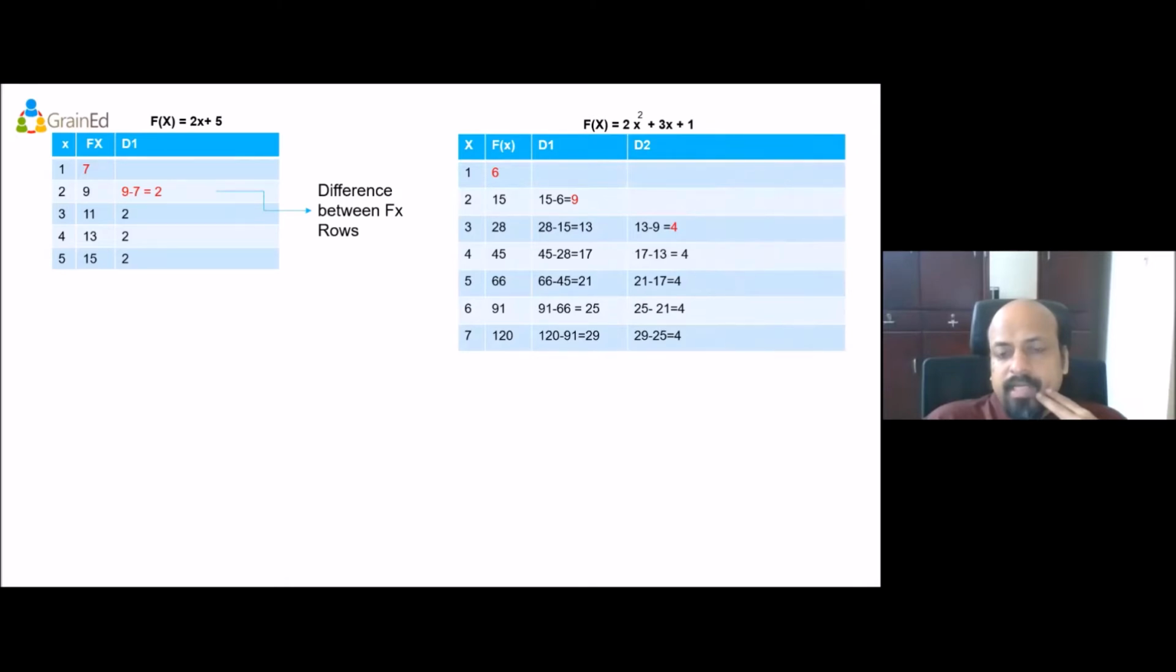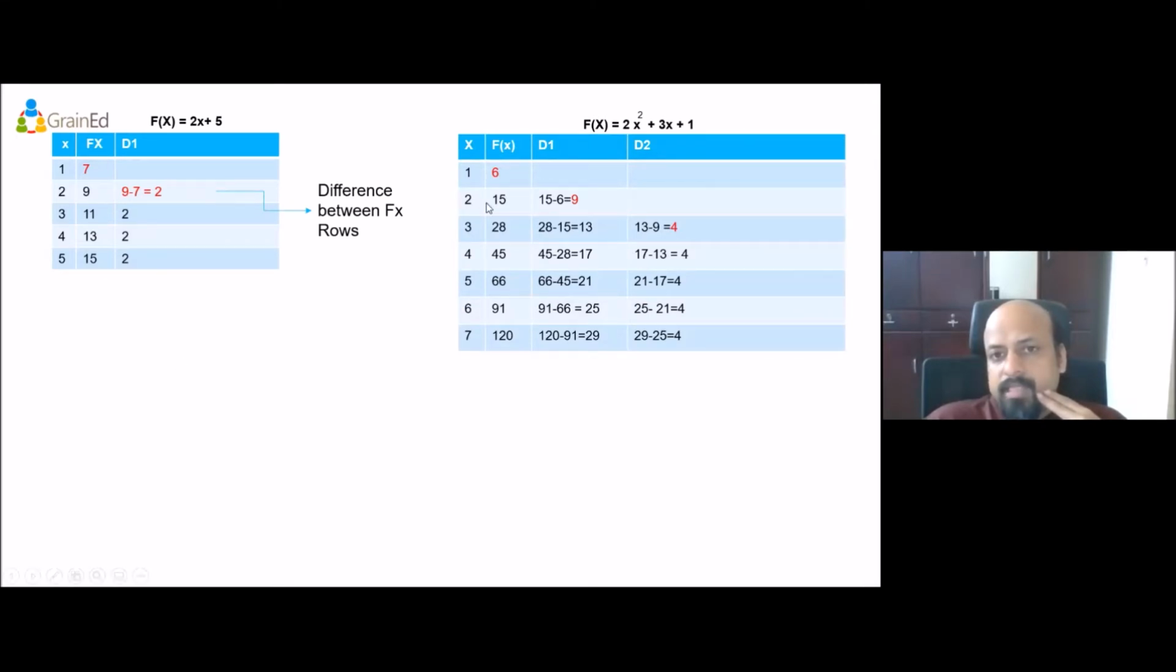13 minus 9. In d1, the differences of d1 show d2, right? So f(x), you get the first column; d1 is the differential between f(x) values, and d2 is the differential between d1s. And then all the d2s are the same, so you don't need to take more. So it's 4, 4, 4, 4.